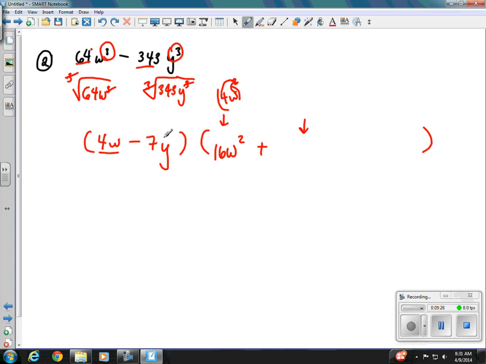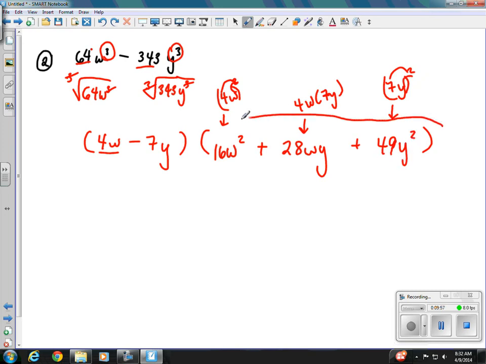So 4w times 7y. Remember, we ignore the signs. We say 4w times 7y. 4 times 7 is 28, and we put our variables in alphabetical order, so w, y, and it's always a plus sign. Then we square the last. So 7y squared. 7 squared is 49, and y squared is y squared. And that's our answer.